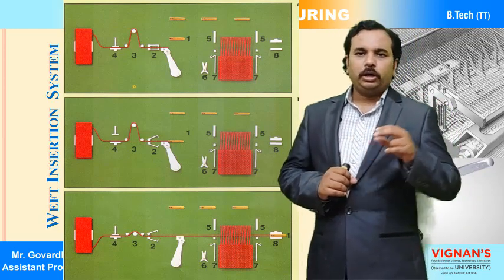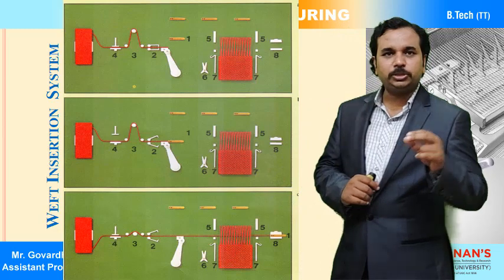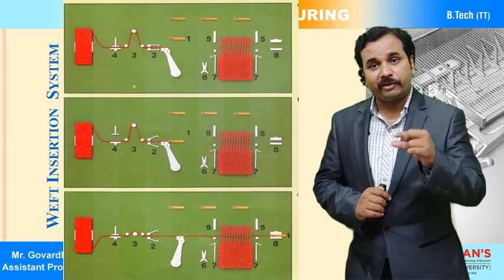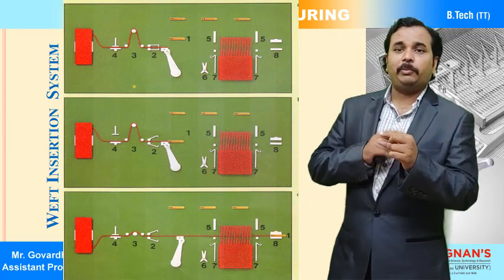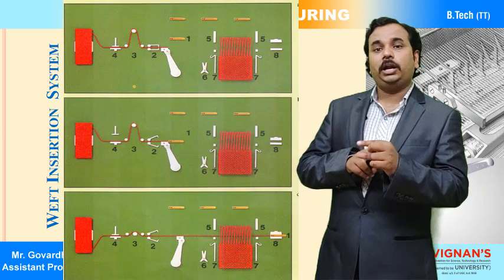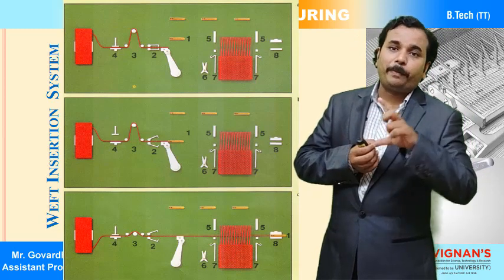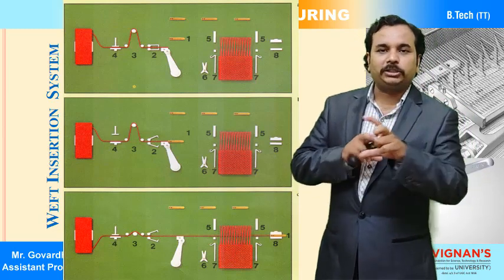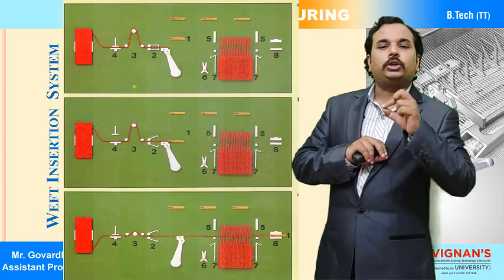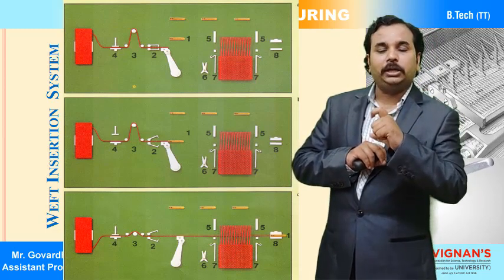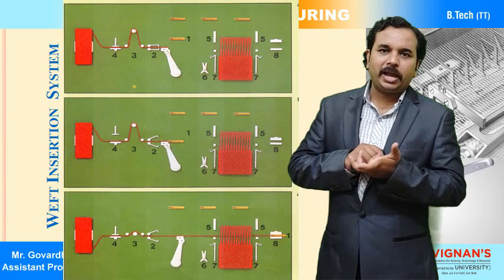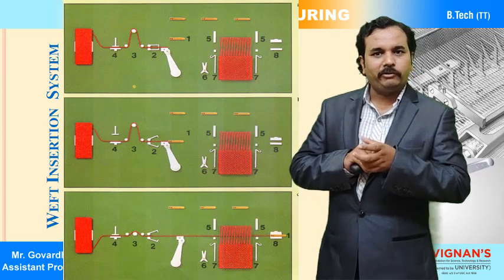Okay. Now what is happening in the second image is the projectile feeder feeds the weft yarn, and with the help of the projectile feeder opener, the projectile feeder is opened. Now the weft yarn is held by the projectile.